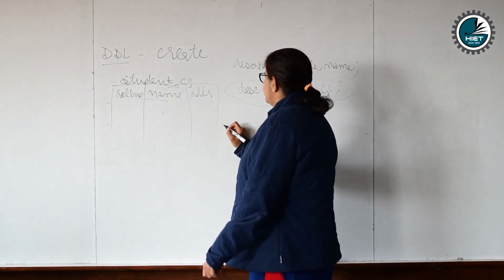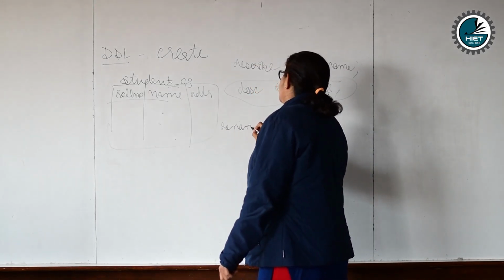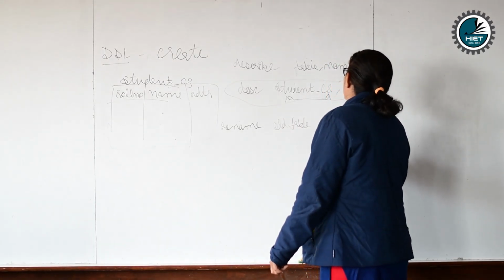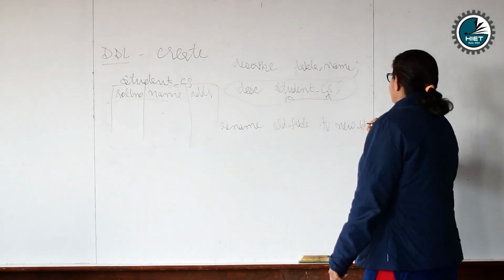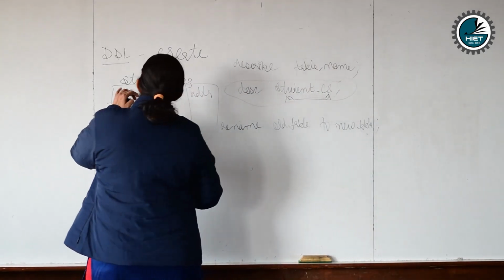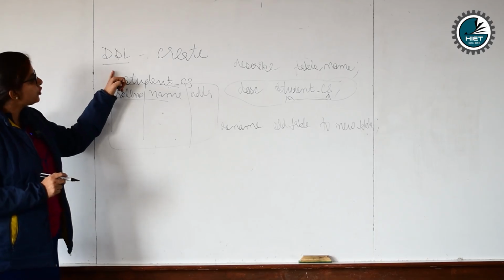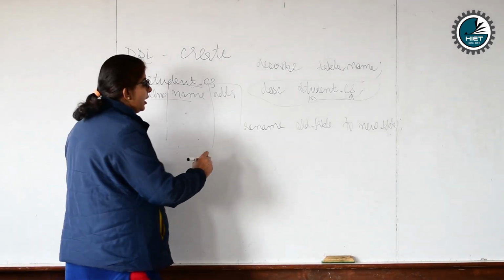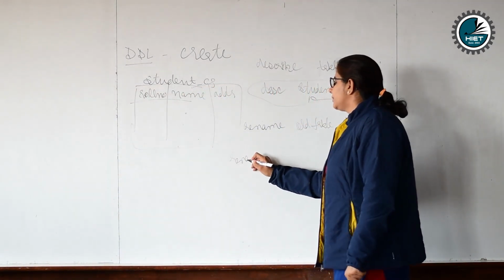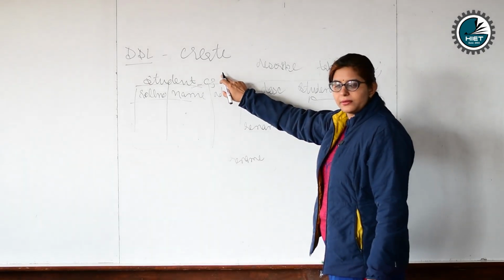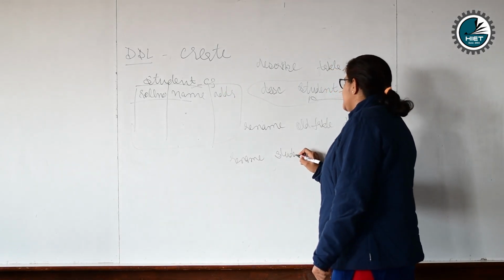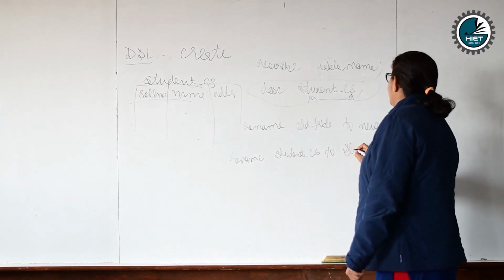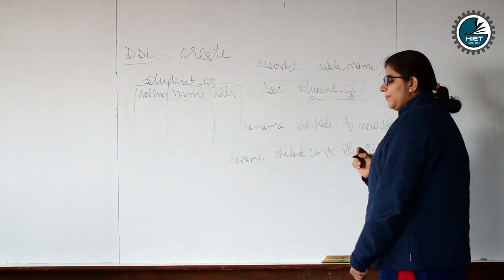Next command is rename. Rename old table to new table, semicolon. If I want to change the name of this table, student CS to student IT, for example, what I will do is execute rename, old table name is student underscore CS to student underscore IT, semicolon.